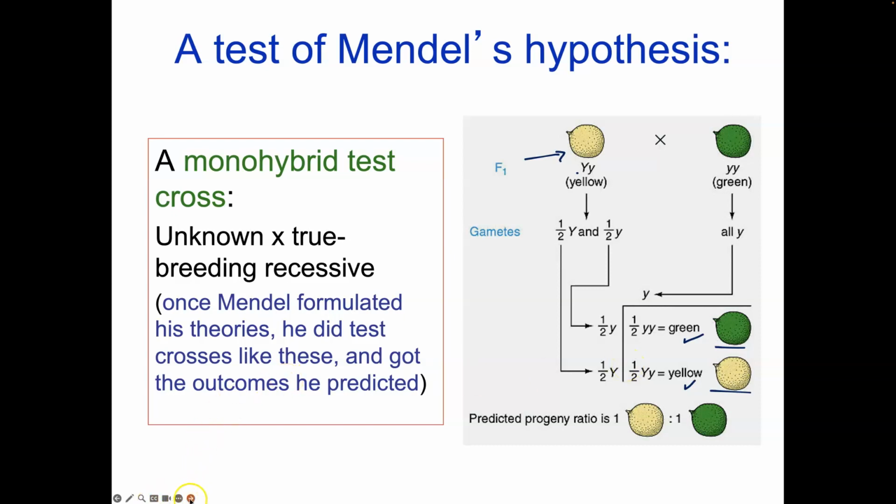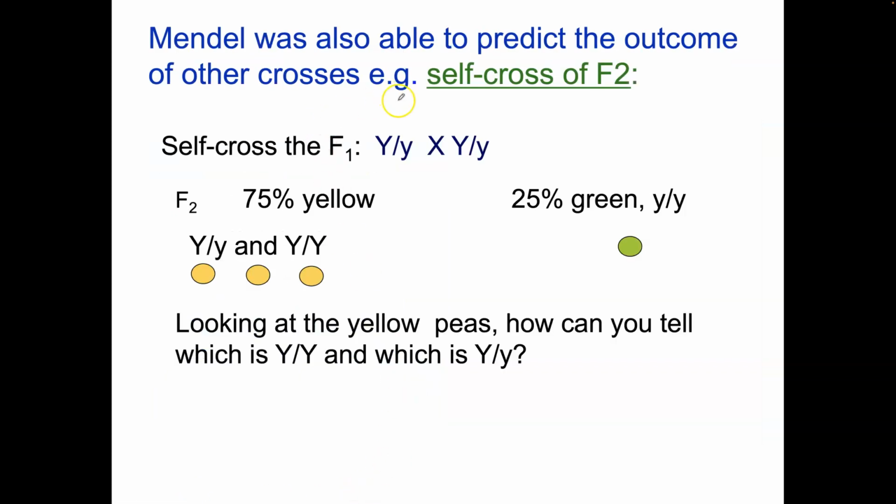And so, as I said, good scientists always figure out, okay, I've got this idea, how am I going to test it? And if it doesn't come out this way, I have to discard that idea and come up with a different hypothesis, right? But he was also able to use self-crossing of the F2 as another test, right? So he crossed the F1, and remember he got a 3-to-1 ratio, so 75% of the progeny were yellow, 25% of the progeny were green.